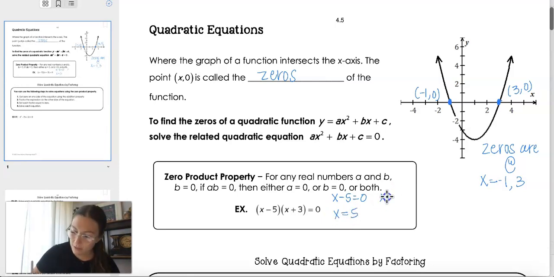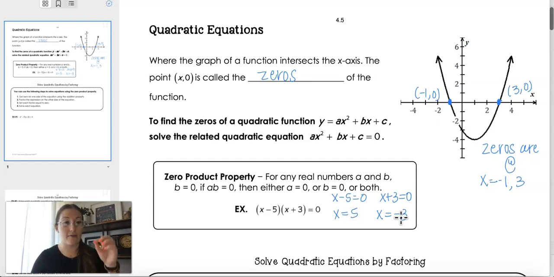And then we have x plus 3 is equal to 0, because again, one of these has to be equal to 0, or both of them. So that's why we find both. Then x equals -3. So when I solve this quadratic, my answers, or my zeros, are x equals 5 and x equals -3. If I were to graph these, it would go through the x-axis at 5 and -3.